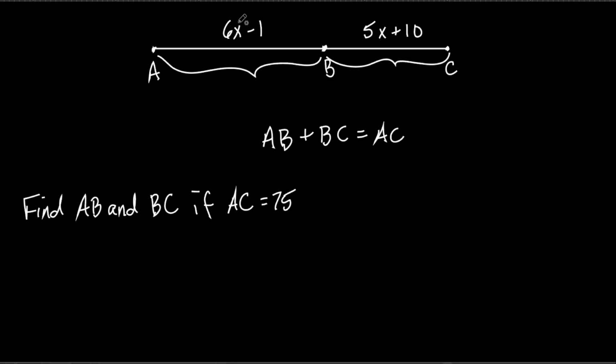What are they asking for? The length. Not just AB. The length of AB and the length of BC. Everybody got that? So when you don't have a line segment over top of it, it means the length of it. We're trying to find out how long it is.